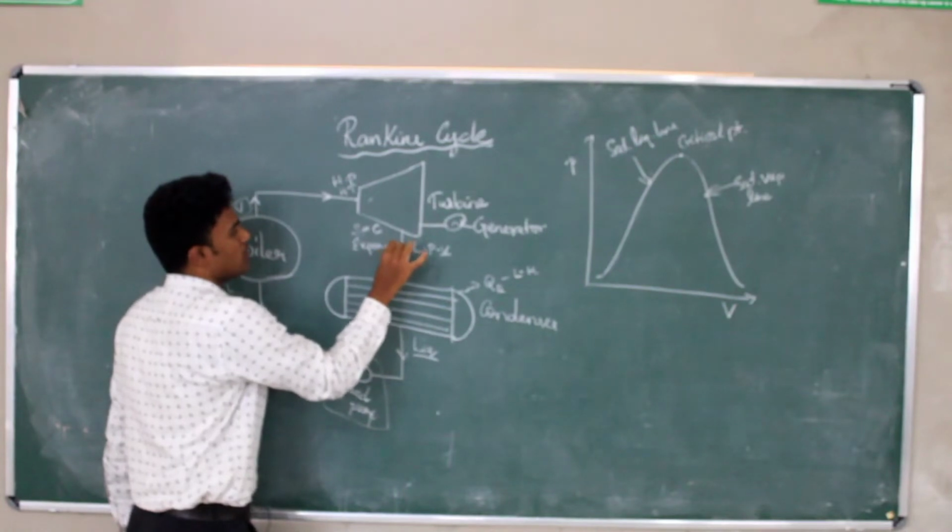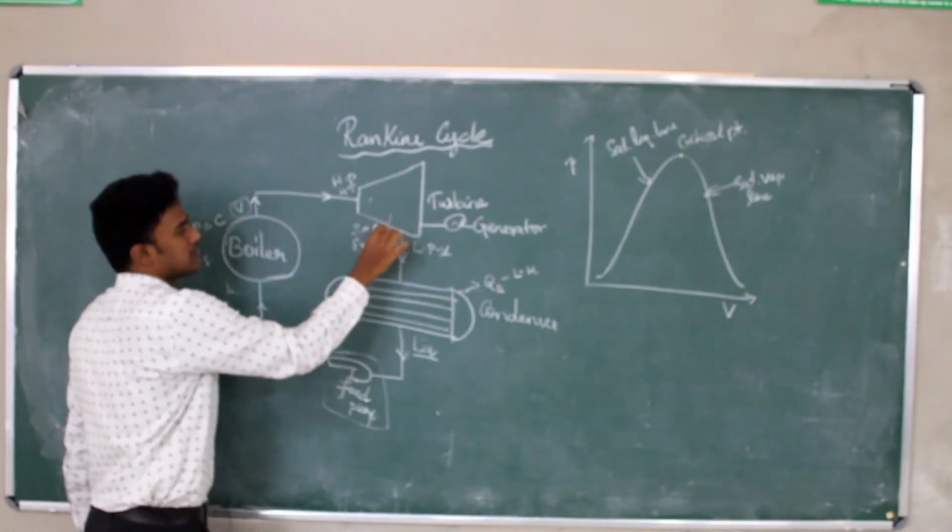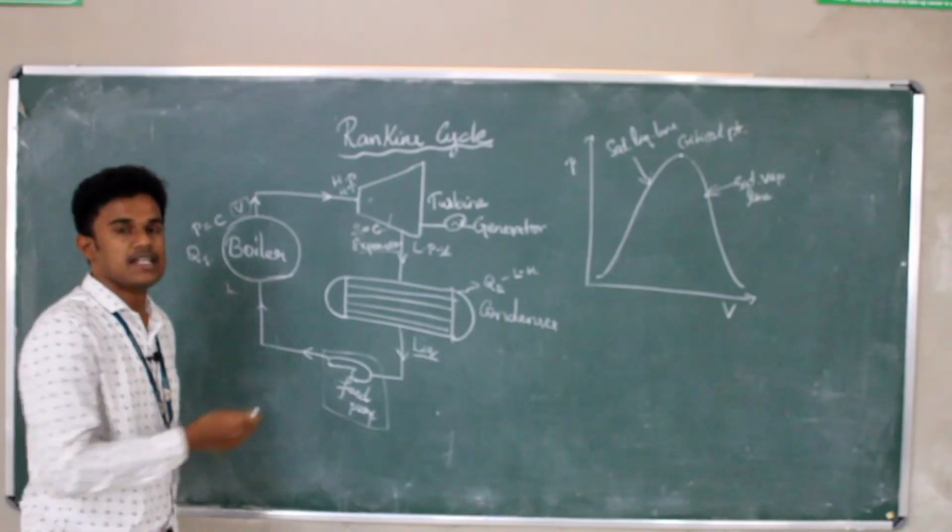So here the entropy is constant and the expansion process occurs here in the turbine. So this is the second process.